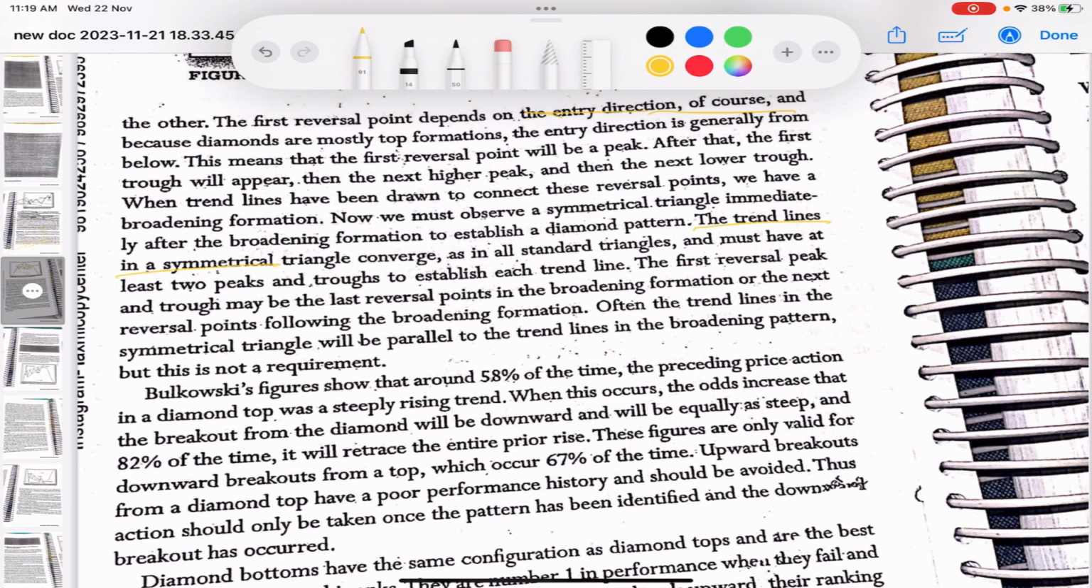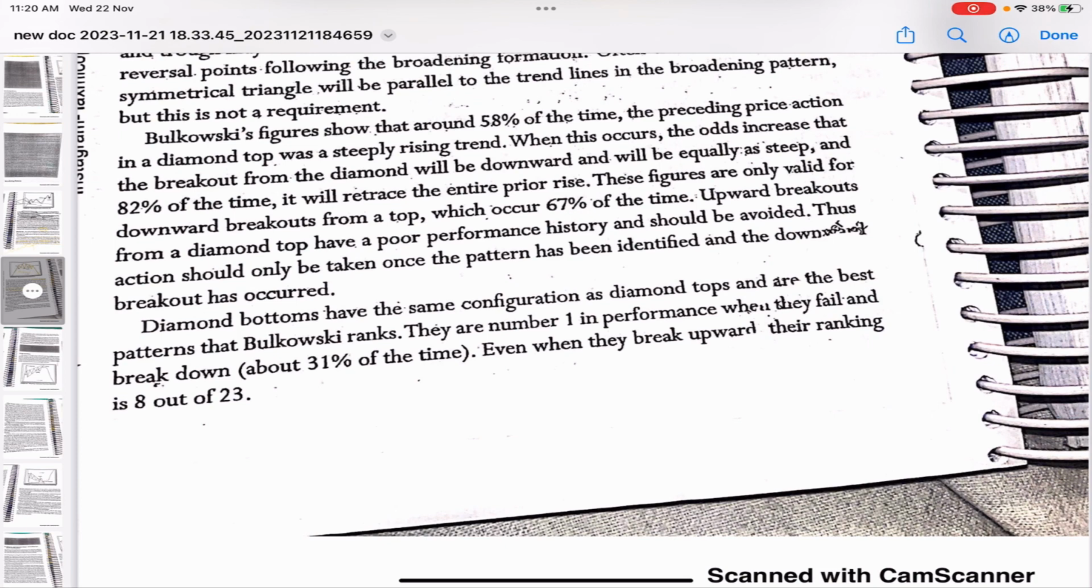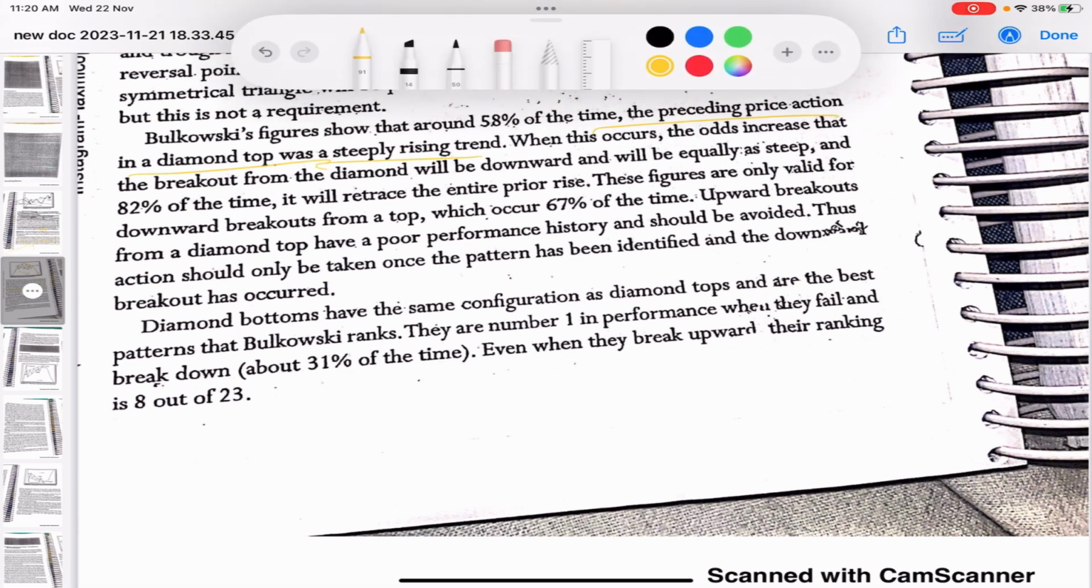The trend lines in a symmetrical triangle, as in all standard triangles, must have at least two peaks and troughs. So we've always been seeing this one standard thing in all of the patterns, that we need at least two minimum touch points before you say that a particular thing is valid. Bulkowski's figures show that around 58% of the time, the preceding price action in the diamond top was a steeply rising trend. So it's rising, then there is a diamond, okay, and the odds increase the breakout would be downward. So here there would be a downward breakout and it will start going down.